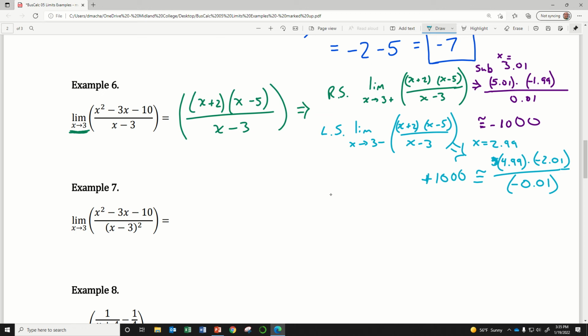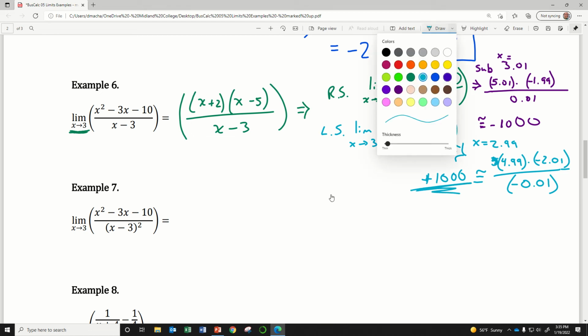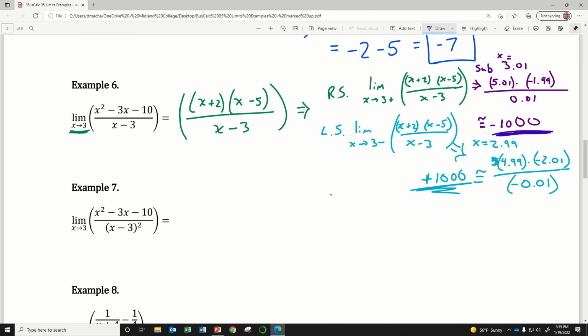So think about that. On the left side of x equals 3, we're getting really, really large numbers, like positive 1,000. And on the right side of x equals 3, I'm getting really large negative numbers, like negative 1,000. And so you can see this is going to be an essential discontinuity, where on the left side we're getting really large numbers, and on the right side we're getting really small numbers.